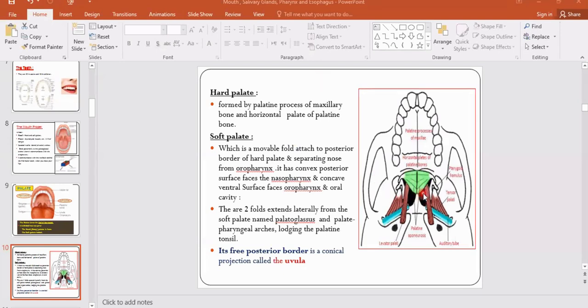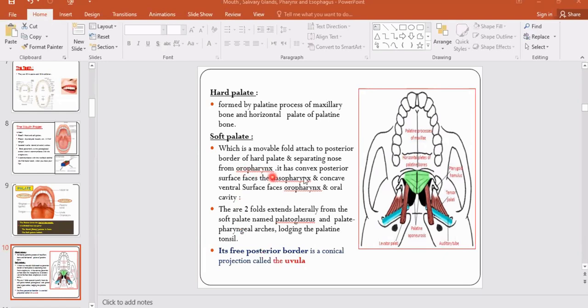Now coming to the soft palate, which is the movable fold. If you open your mouth in front of a mirror, you can see there is a hanging portion, and that hanging portion is called the uvula. Its free posterior border is a conical projection, which is called the uvula.